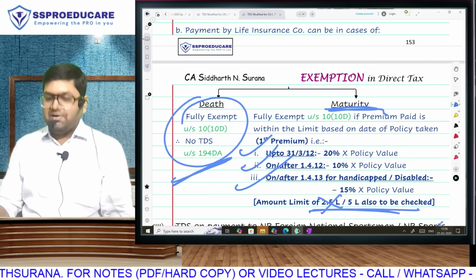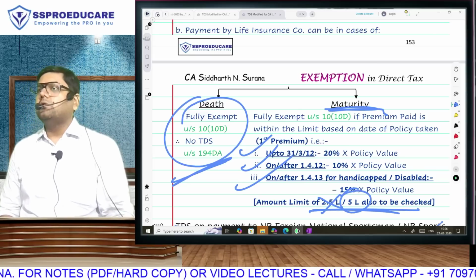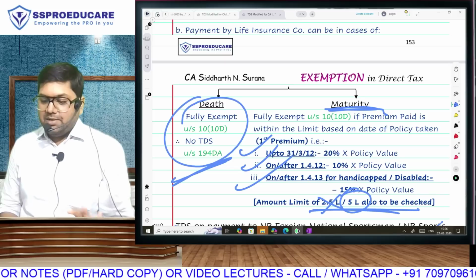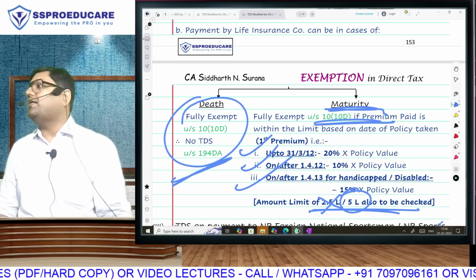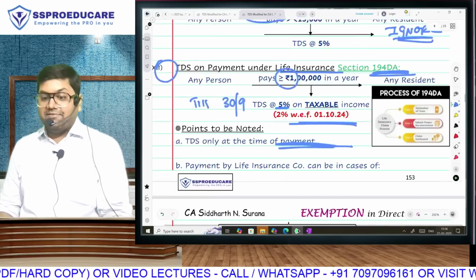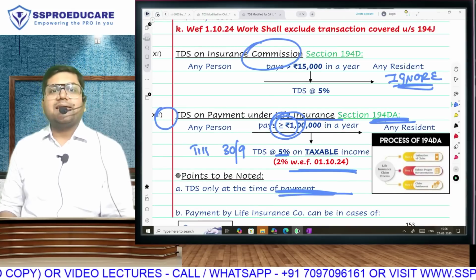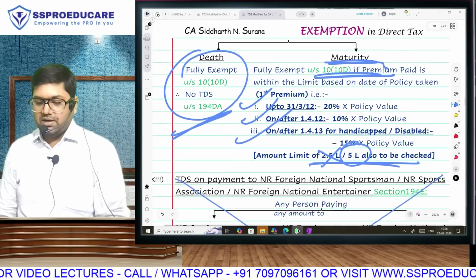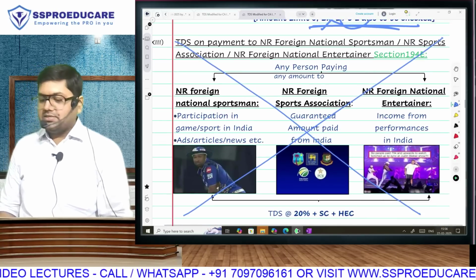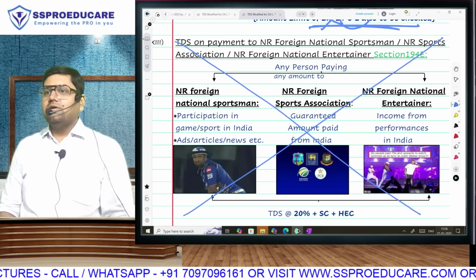Now, this 2.5 lakh limit is not applicable in your syllabus, but this 5 lakh limit I have taught you. So, if your premium is within the limit, then it will be exempt, no TDS. But if your premium is more than the limit, then it will be taxable and there will be TDS, but provided the amount is 1 lakh or more. See, it is taxable even at 5,000, but TDS will come only if it is 1 lakh. Is that clear?